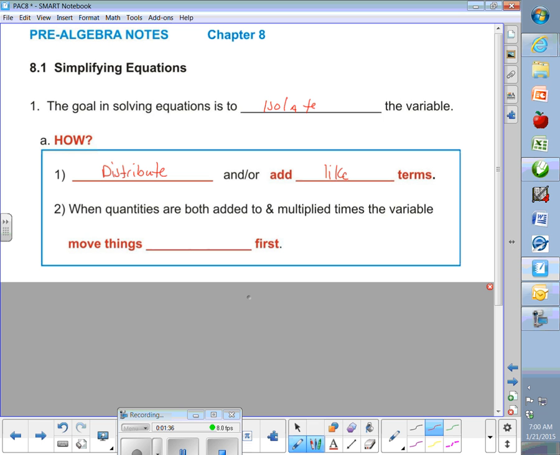And then remember, when quantities are both added to and multiplied times the variable, move things added first. It's going to allow us then to isolate the variable. So we're going to distribute, we're going to add like terms, and we're going to go from there.